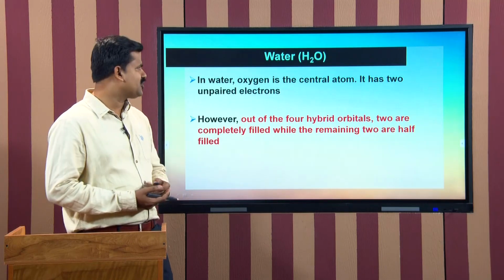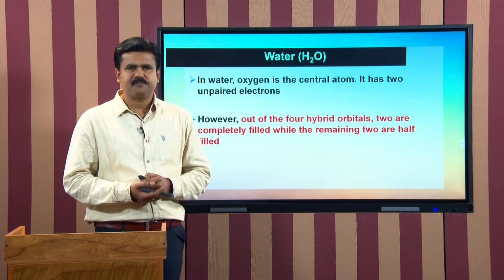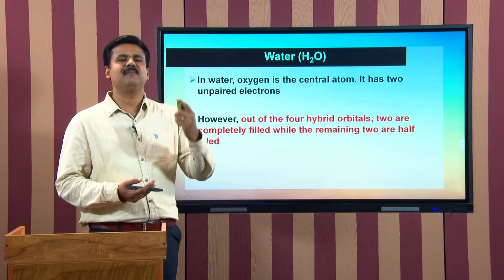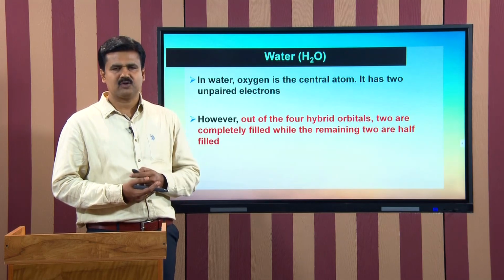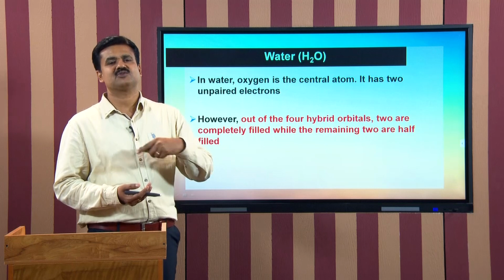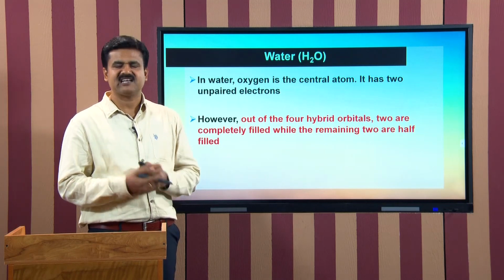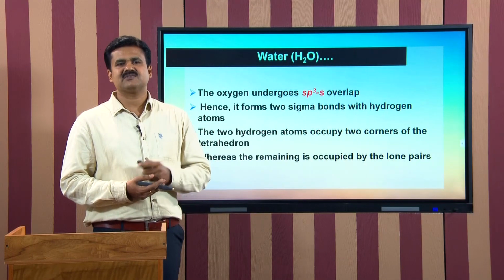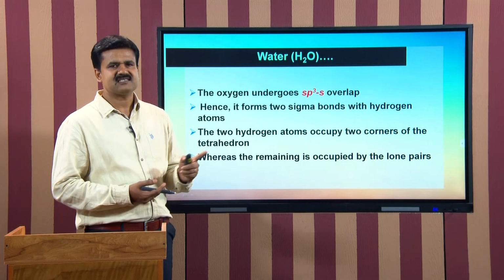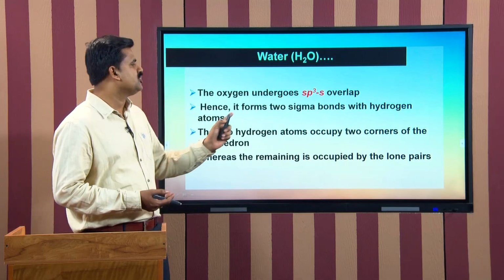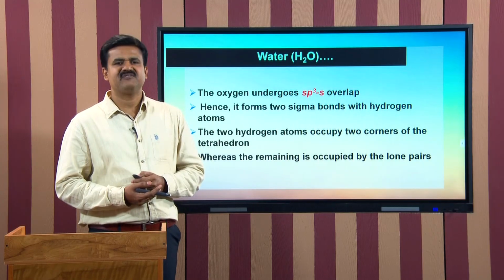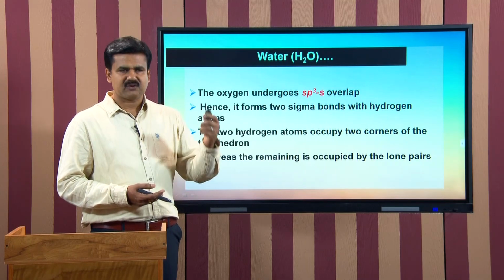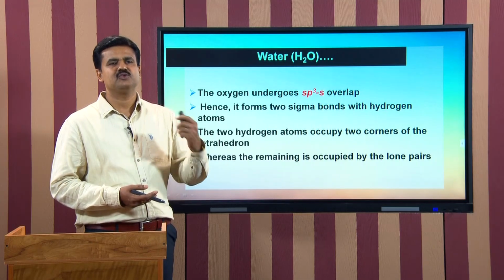Another example is the water molecule. In the water molecule, oxygen is the central atom. It has 2 unpaired electrons. Out of the 4 hybrid orbitals obtained, 2 are completely filled with the 2 lone pairs of electrons and 2 are half filled. These 2 half filled sp3 hybrid orbitals on the oxygen atom overlap with the 1s orbitals of 2 hydrogen atoms to produce 2 OH bonds, and the water molecule is produced. The oxygen undergoes sp3 hybridization, hence it forms 2 sigma bonds with the hydrogen atoms. There are 4 corners of a tetrahedron, out of which 2 are occupied by hydrogen atoms and the other 2 positions are occupied by lone pairs.